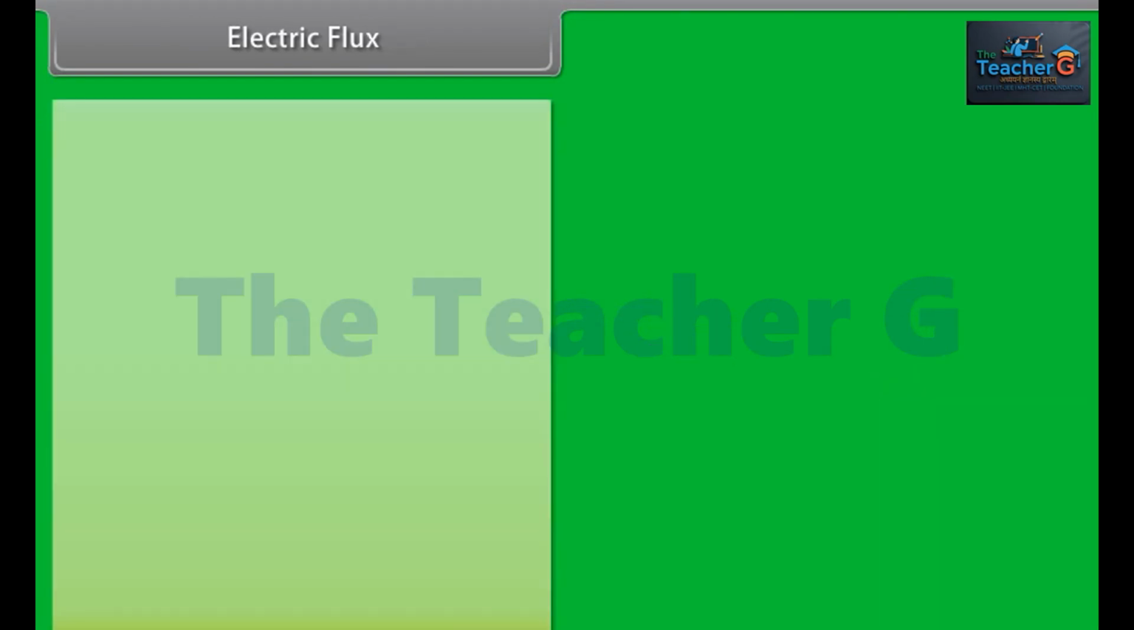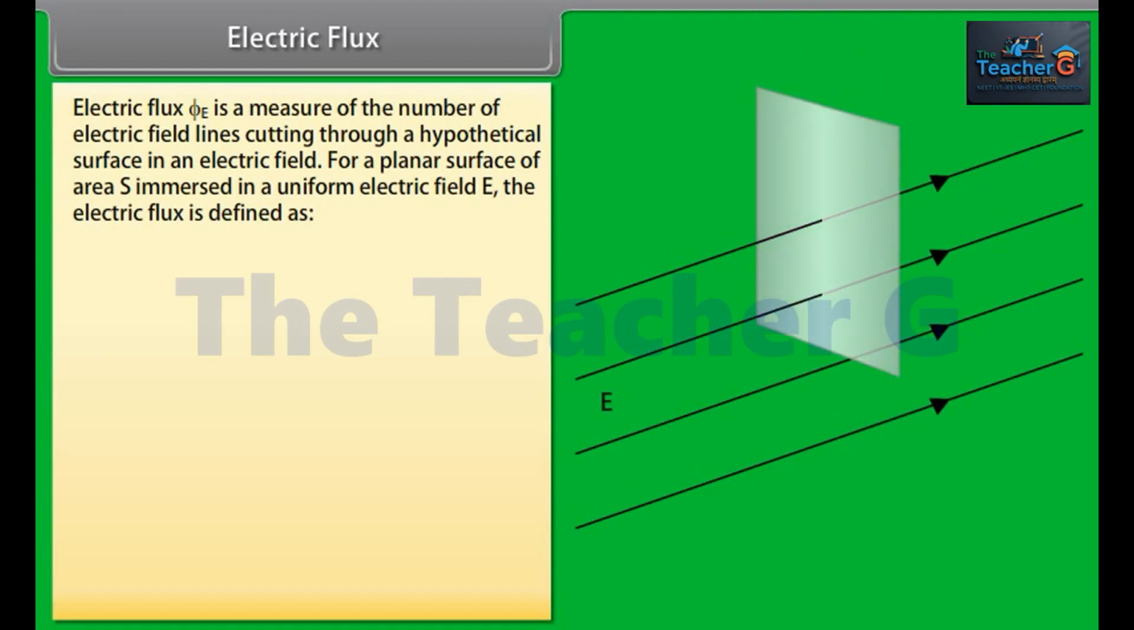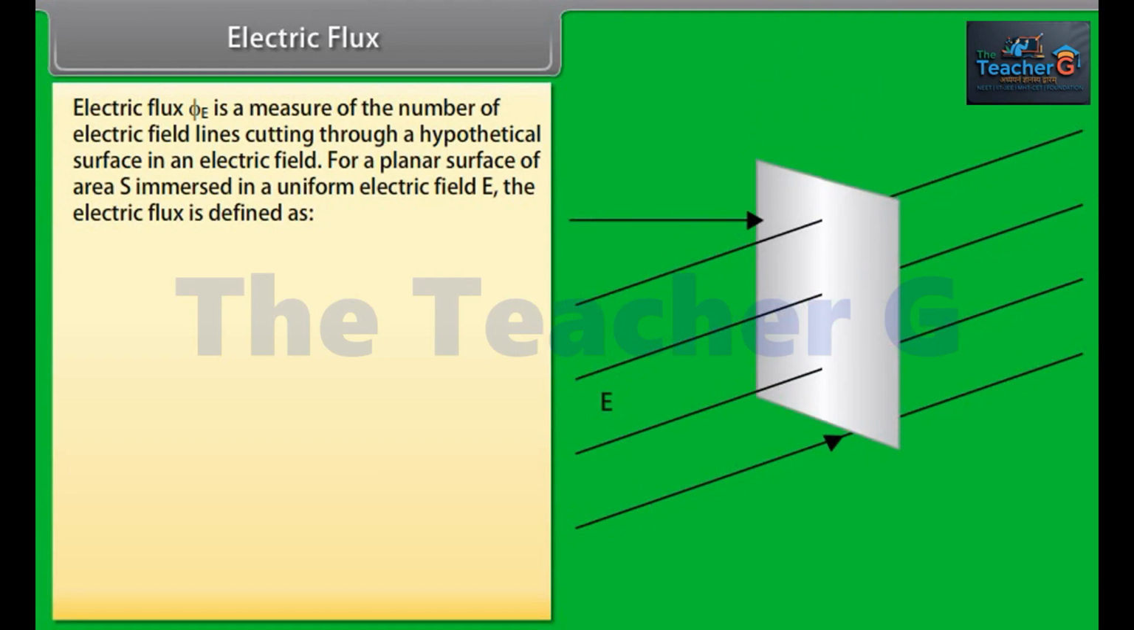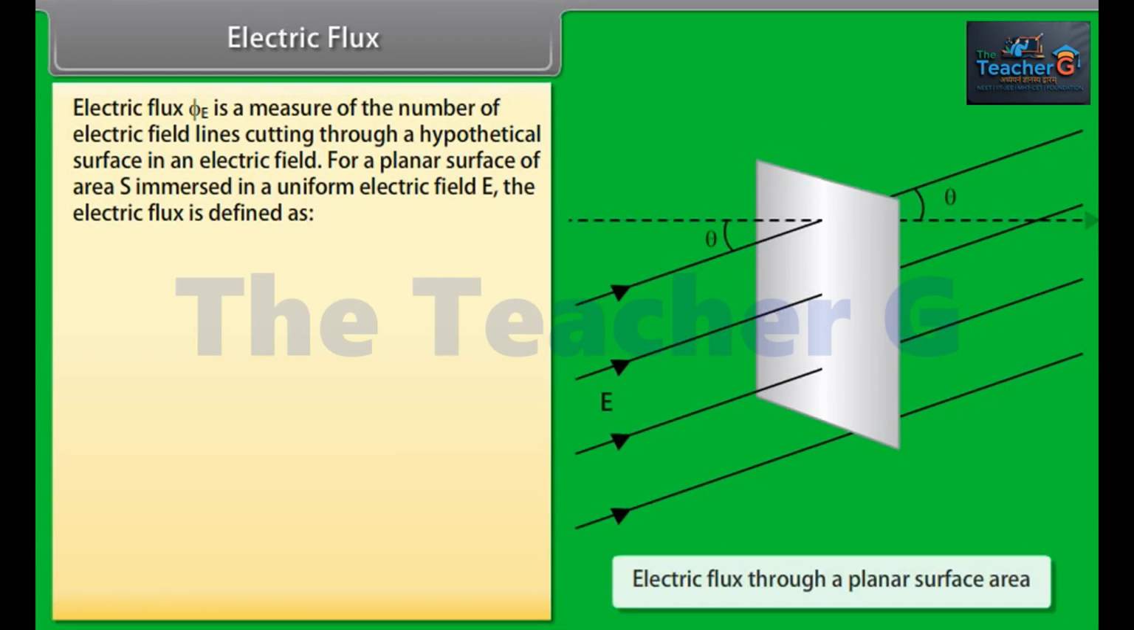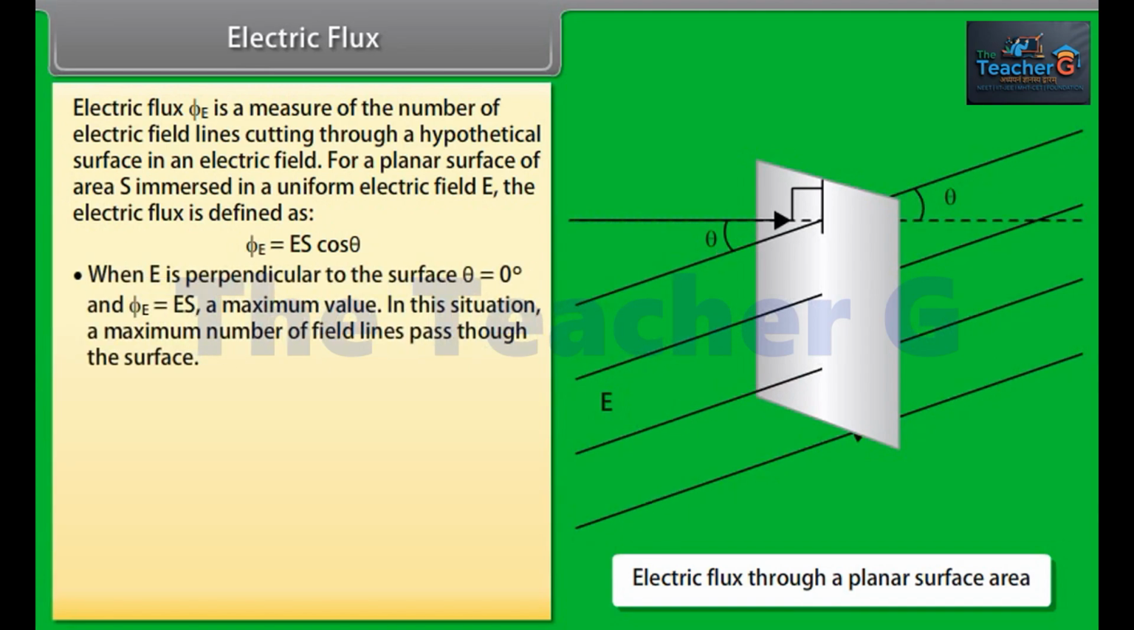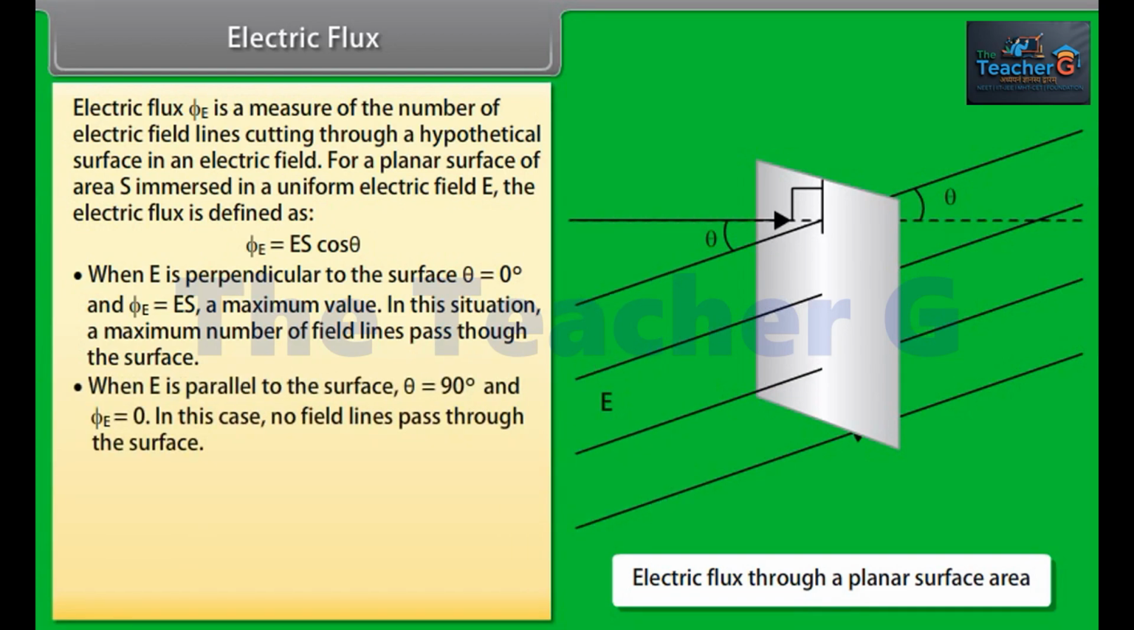Electric flux. Electric flux phi E is a measure of the number of electric field lines cutting through a hypothetical surface in an electric field. For a planar surface of area S immersed in a uniform electric field E, the electric flux is defined as phi E is equal to E S cos theta. When E is perpendicular to the surface, theta is equal to 0 degree and phi E is equal to ES, a maximum value. In this situation, a maximum number of field lines pass through the surface. When E is parallel to the surface, theta is equal to 90 degree and phi E is equal to 0. In this case, no field lines pass through the surface.